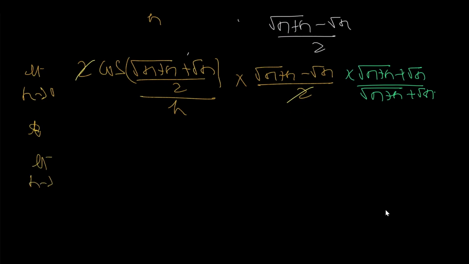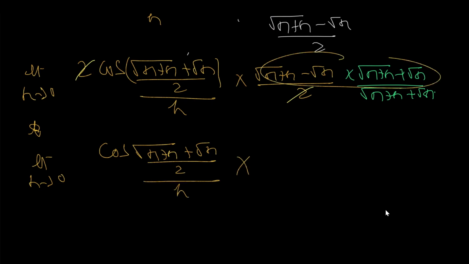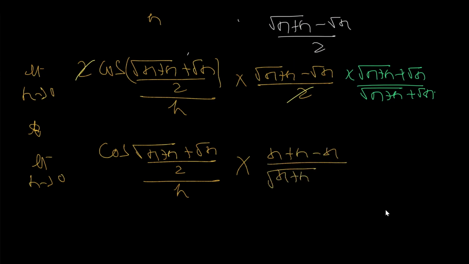limit h tends to 0 of cos, 2 is cancelled, right? Sorry. So this is (√(x+h) + √x) over 2, and that divided by h over here. And this multiplied, if I rationalize this part, what we are going to get? a square minus b square. So square of this is x+h minus x, and that divided by √(x+h) + √x. Now check here, this x and x get cancelled. We are left with h, and this h can be cancelled with this h.